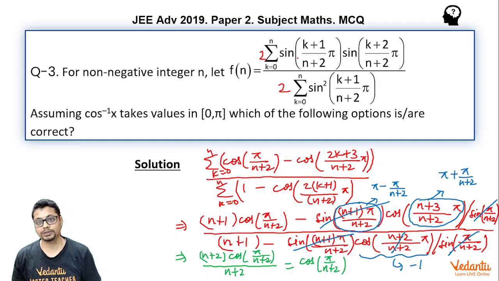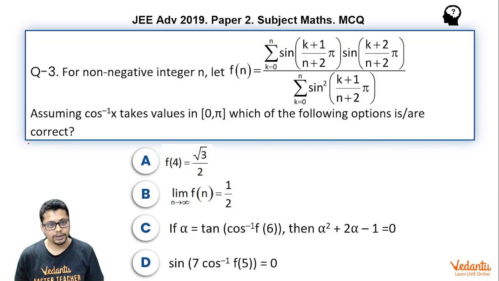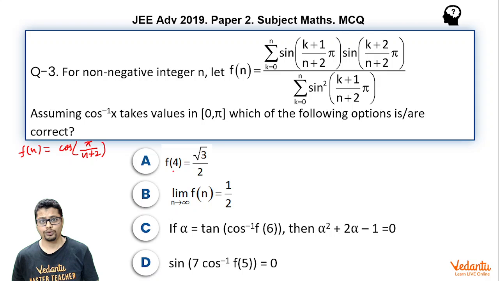So effectively we have got f of n to be cos of pi by n plus 2. It looked like a huge term, but it has come out to be a very simple term. Now let's explore the options. Here we have f of n as cos of pi by n plus 2. So what about f of 4? You put n to be 4, you get cos of pi by 4 plus 2, which is 6. Cos of pi by 6 is indeed root 3 by 2. So this seems to be correct.